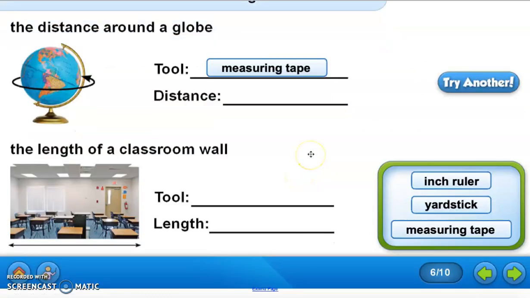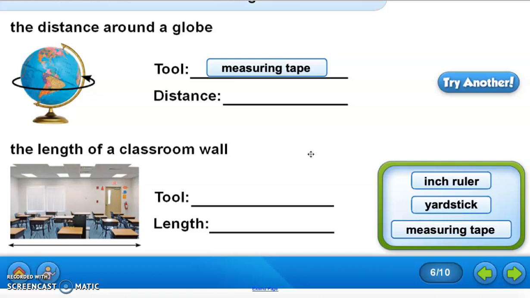The length of a classroom wall. Think about your classroom and think about the walls in your classroom. Okay, it would probably take a lot of time, and it would also probably take a lot of help from other people to use an inch ruler to measure one wall in the classroom, right? And even if you use a yardstick, it's probably going to take a couple people to help you with that, right?